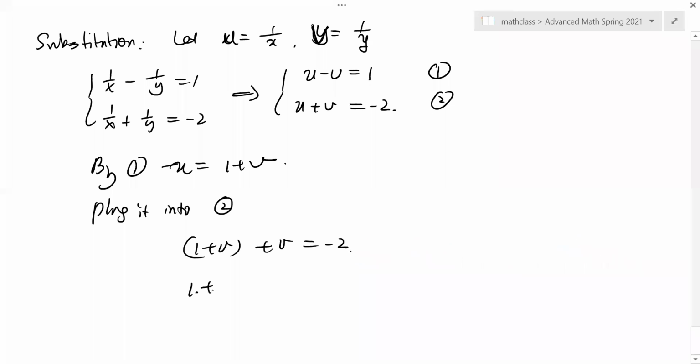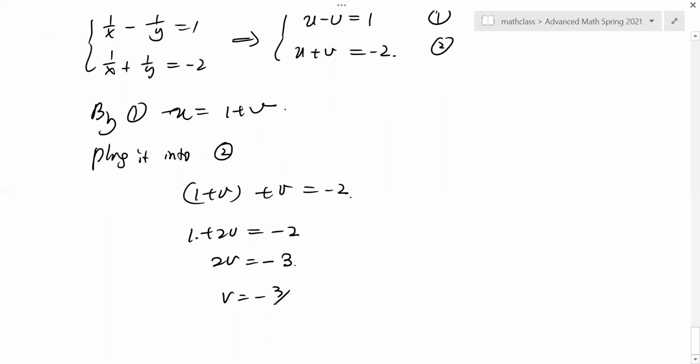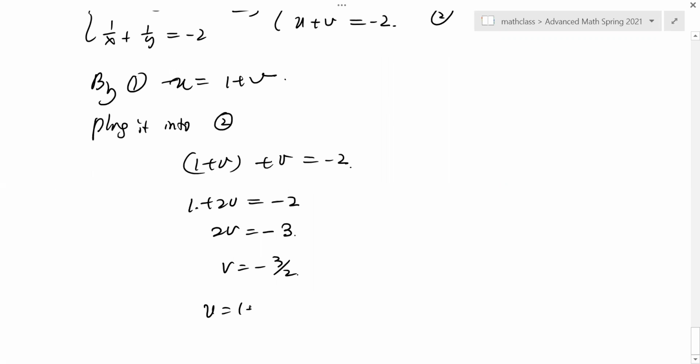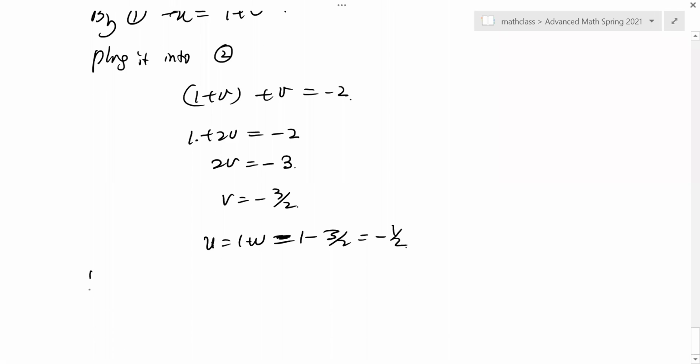Finally, 2v equals -3, and v equals -3 over 2. So you get v. And then again, use u equals 1 plus v. So it's 1 minus 3 over 2. It's -1/2. All right, so you get u and v, then you can get x and y.